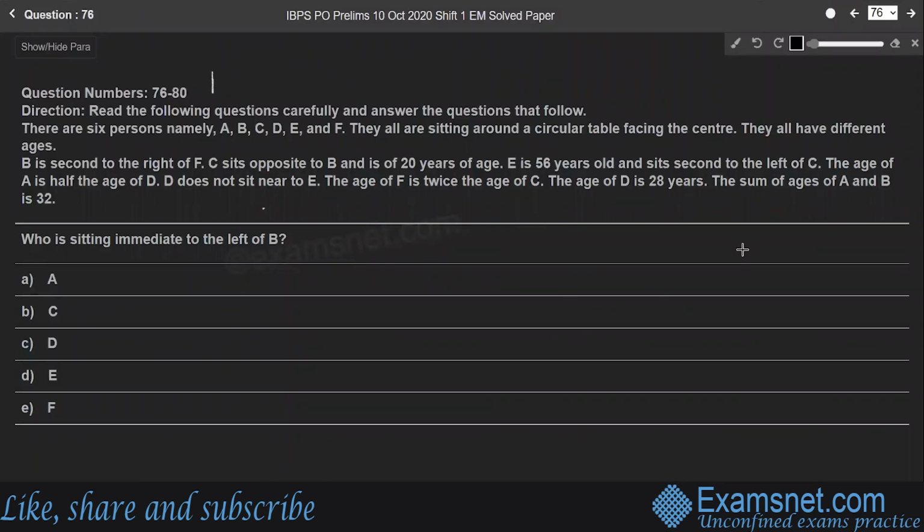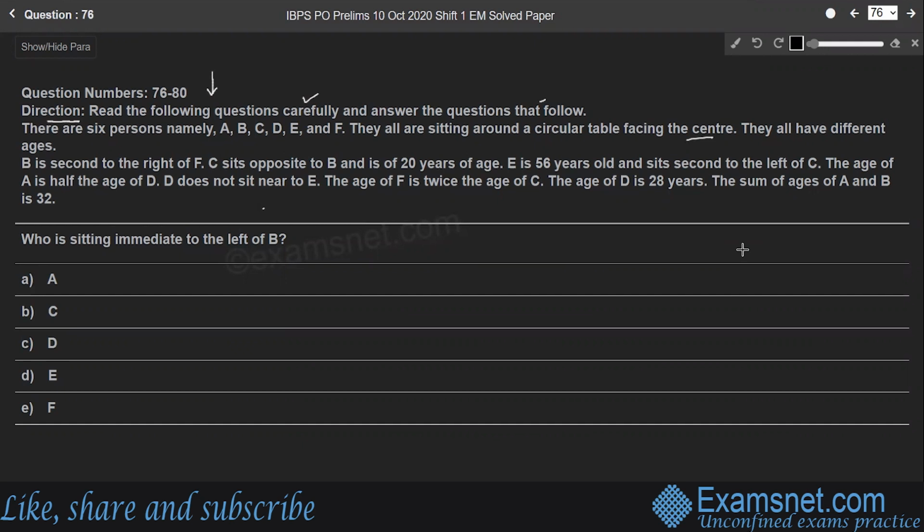Students, questions from 76 to 80 are based on the below information. Here the direction is, read the following questions carefully and answer the questions that follow. There are 6 persons, namely A, B, C, D, E, and F. They all are sitting around a circular table facing the center. They all have different ages.